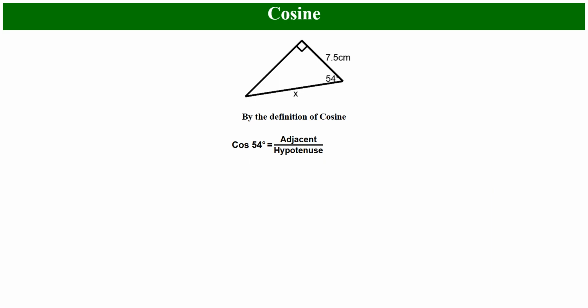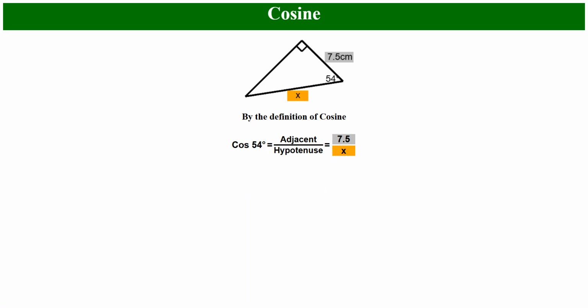Let's consider another example where the triangle is in a different orientation. Here again, we know the adjacent length, it is 7.5 centimeters in this case. And the angle is 54 degrees. And we want to find the length x there, the hypotenuse. So let's write down the definition of cosine. Cos of 54 degrees is equal to the adjacent over the hypotenuse, which here will be 7.5 divided by x.